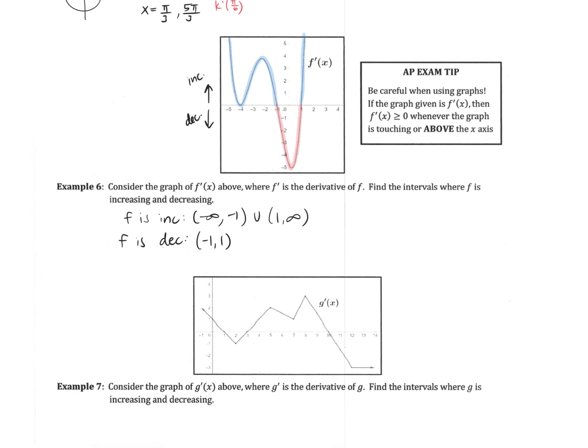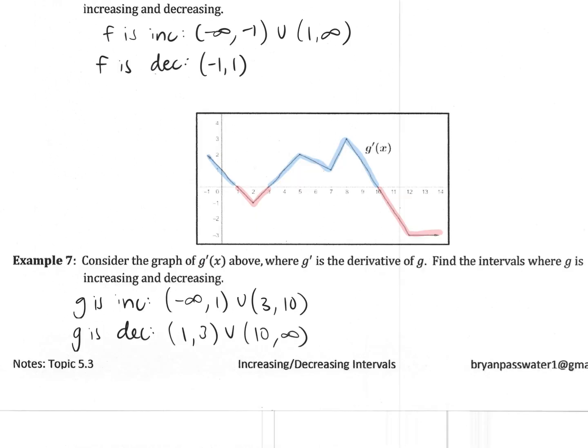Okay, same idea. Go ahead and look at number 7. Identify, again, where your function is increasing and decreasing. You're given the derivative function. Where is it increasing? Where is it decreasing for your function? So we should have gotten from negative infinity to 1 for increasing and 3 to 10 for increasing. And then decreasing is 1 to 3 and then 10 to infinity, yes?